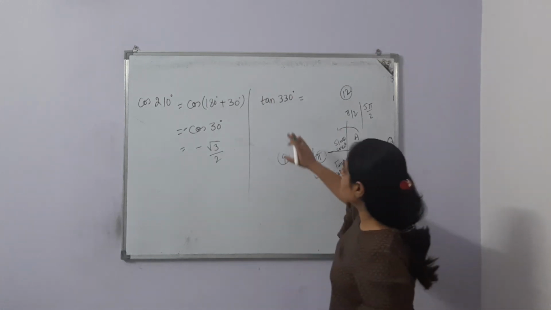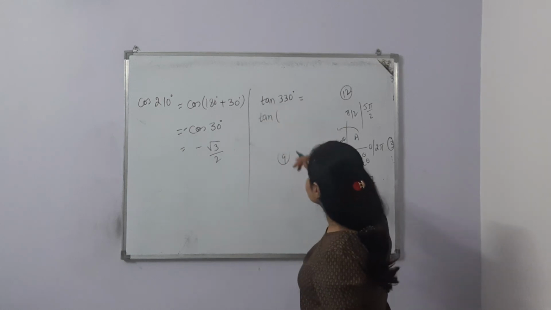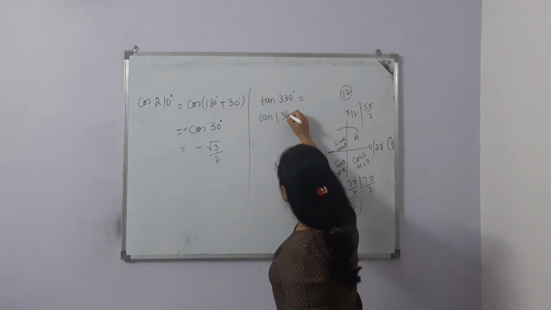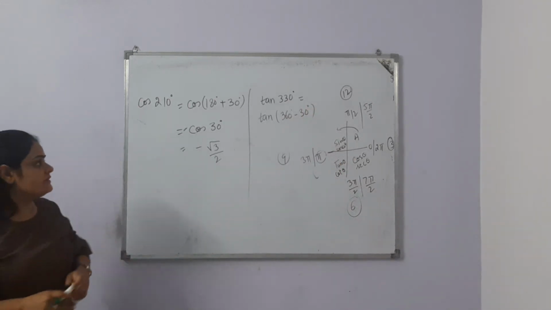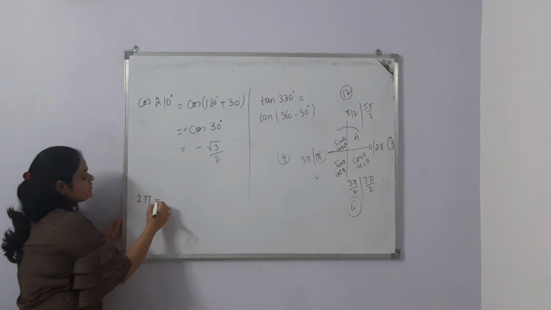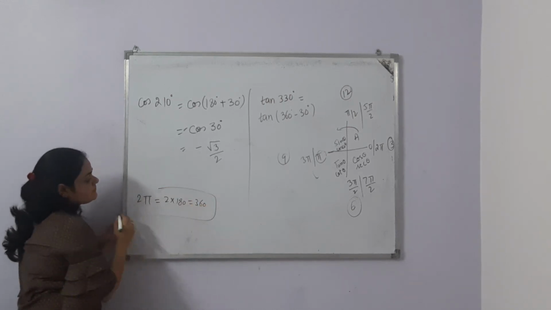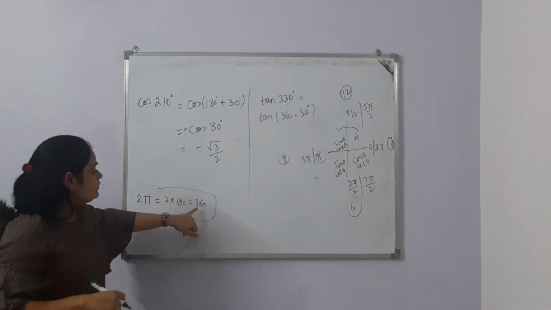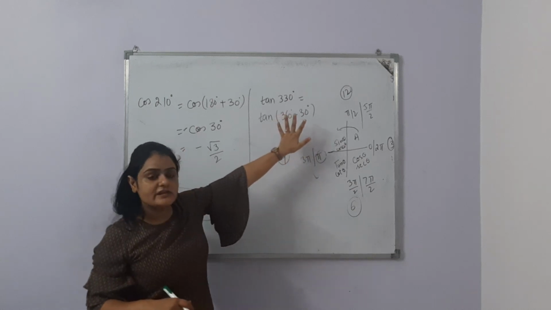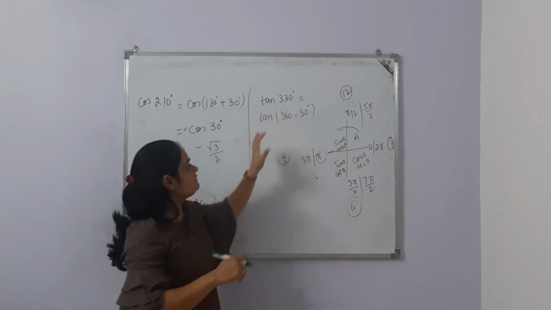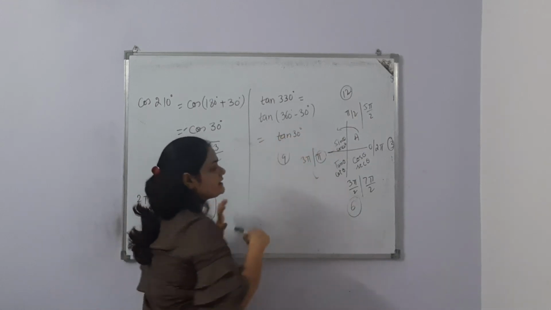Let's do one more question. Tan 330. Can I write 360 minus 30? What is 360? 2 pi is your 360, since 2 into 180 is 360. So 360 is 2 pi, and we have 2 pi minus. Of course the angle is in terms of pi, so tan will remain tan. I'll get tan 30.